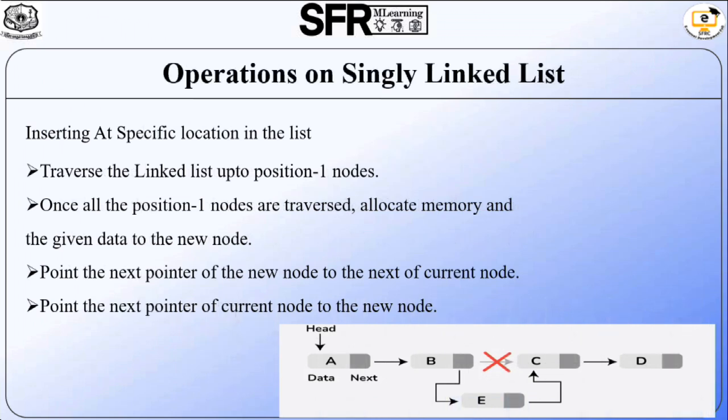Next is inserting at a specific location in the list. We can insert at any specific location. How can I do that? Traverse the linked list up to position minus 1 nodes. Once position minus 1 nodes are traversed, allocate memory and put the given data into the new node. Point the next pointer of the new node to the next of the current node. Then point the next pointer of the current node to the new node. We simply redirect the pointers, and we can insert in the middle. This way we can add a new node in the singly linked list in the 3 ways.